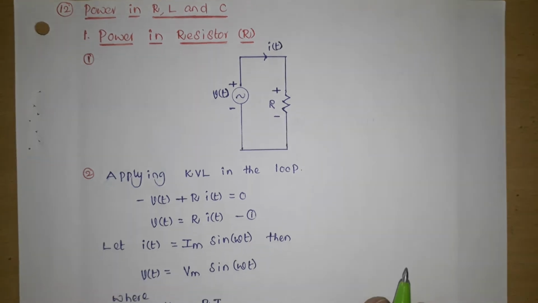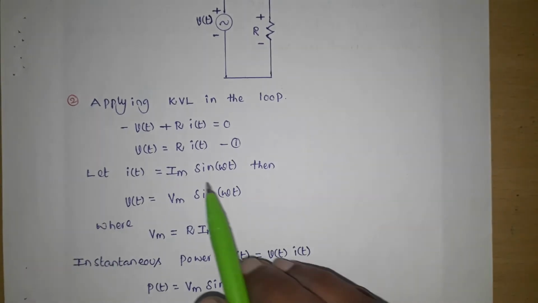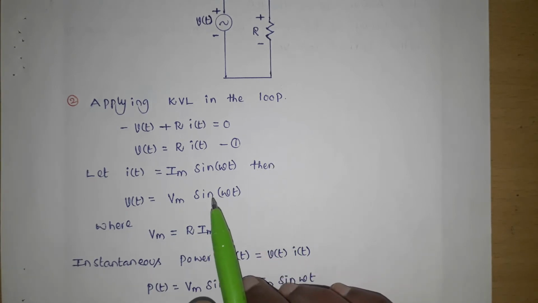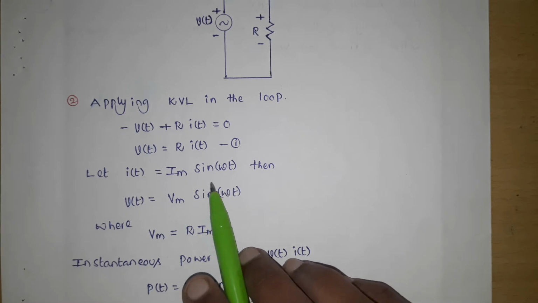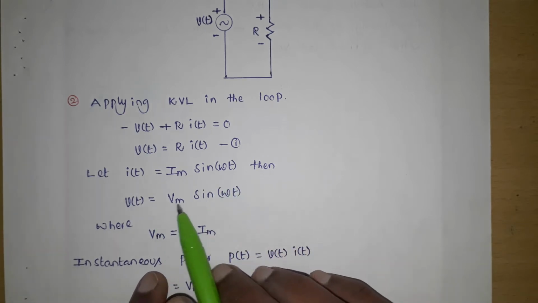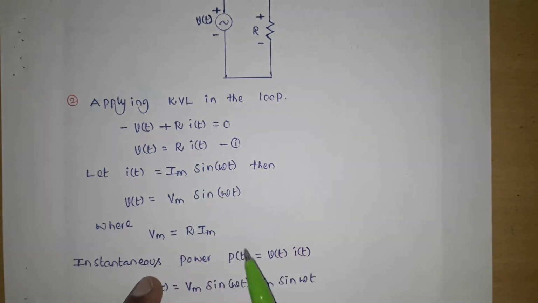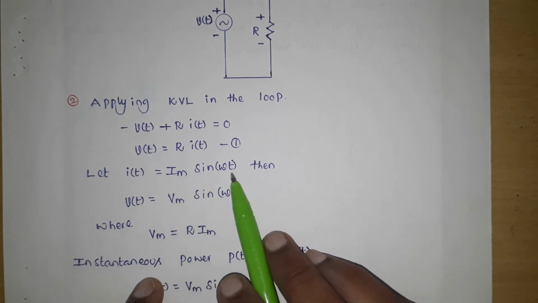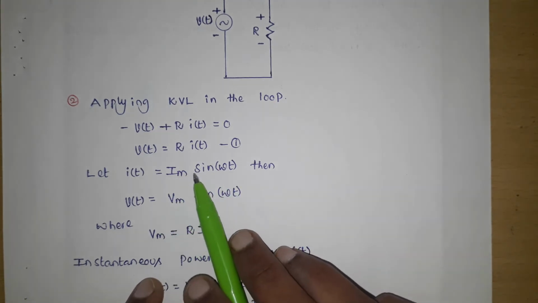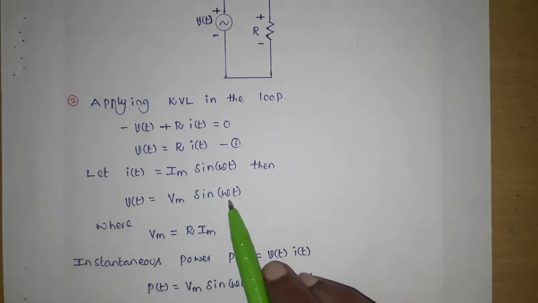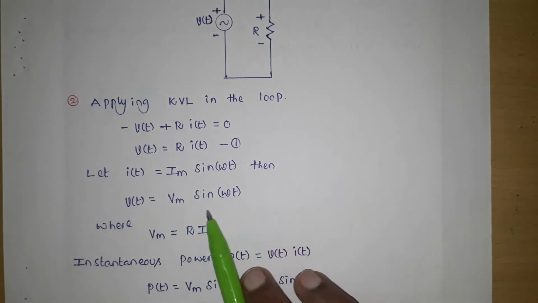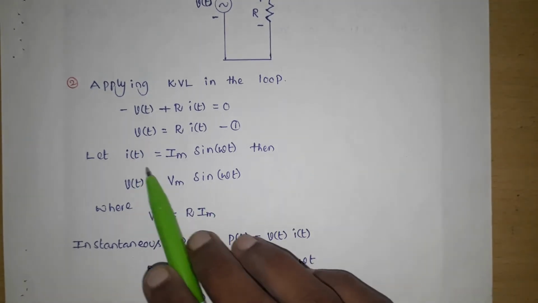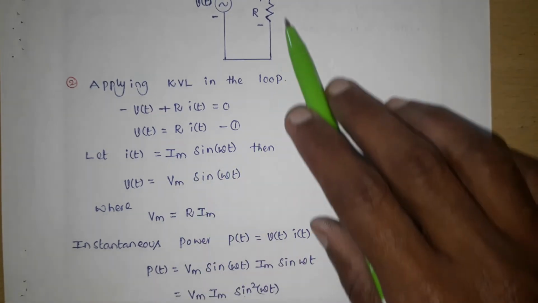Taking this as equation 1, let I of t equal to, so I am taking current as a sinusoidal signal which starts at origin. So I of t equal to Im sin omega t. Then what is V of t? V of t equal to R into I of t, which is R Im sin omega t. For R Im I am writing Vm. So in the resistor, current is Im sin omega t and voltage across the resistor is Vm sin omega t.